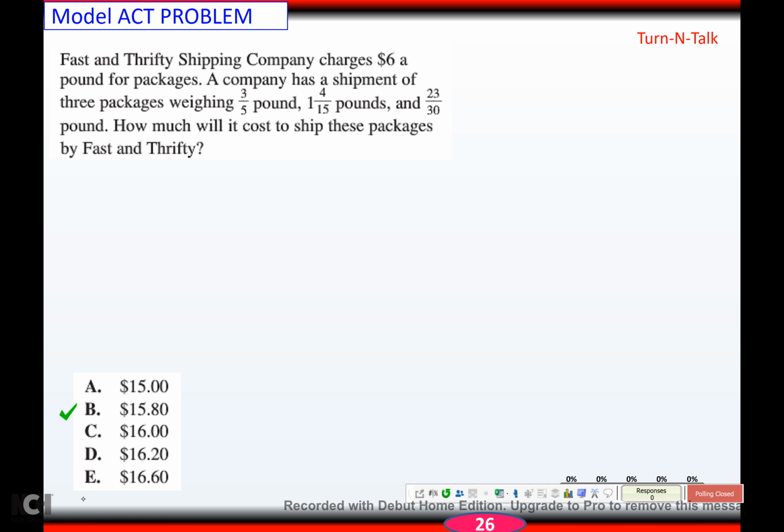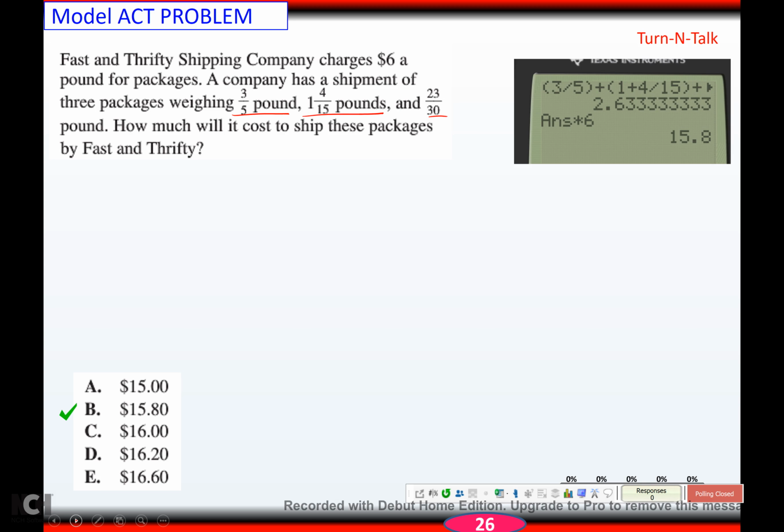And hopefully you got B. It says, Fast and Thrifty Shipping Company charges $6 a pound for packages. A company has a shipment of 3 packages weighing 3/5 of a pound, 1 4/15 pounds, and 23/30 pound. How much will it cost to ship these packages by Fast and Thrifty?